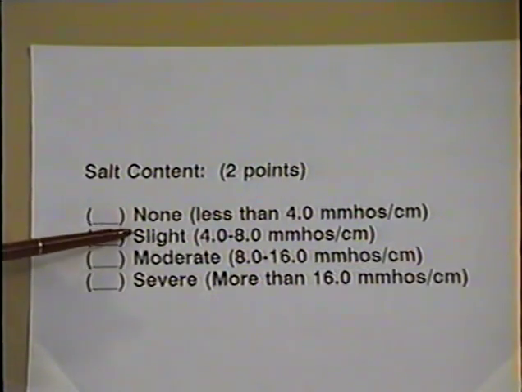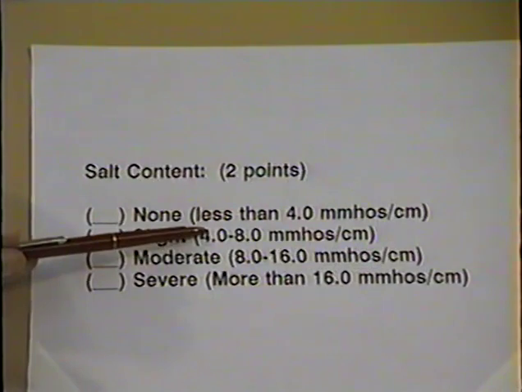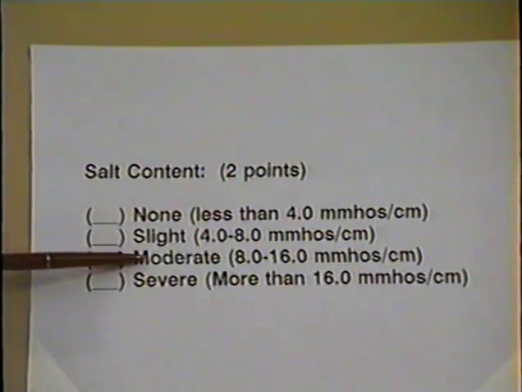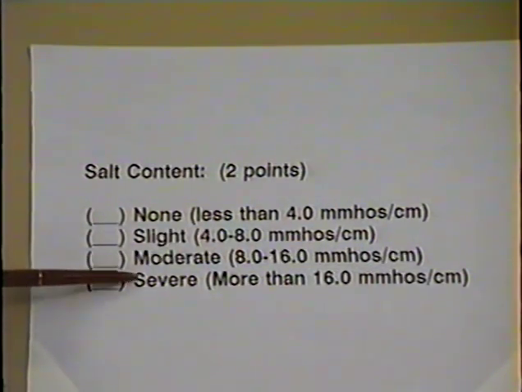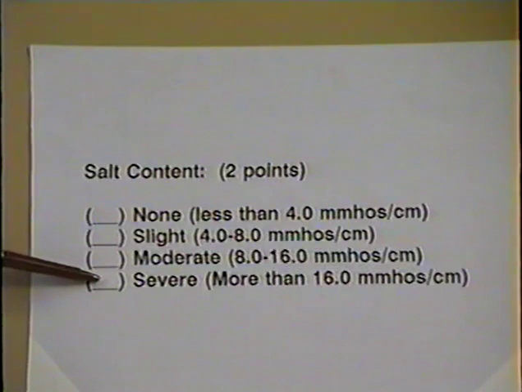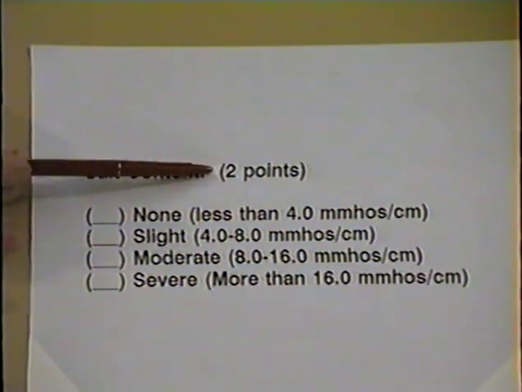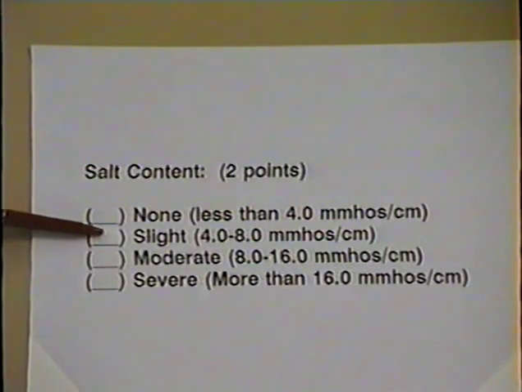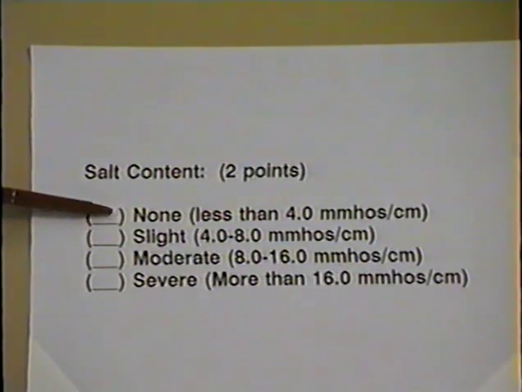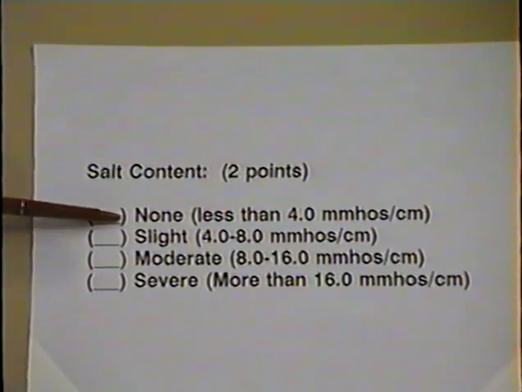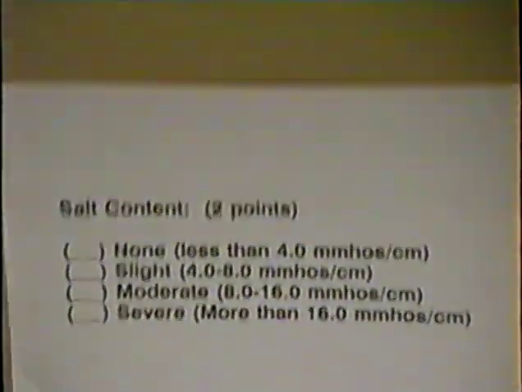A slight hazard problem would be a test of 4 to 8 millimhos, and then 8 to 16, or greater than 16. This would be provided to you at the site, and this is a gimme as far as points are concerned. You should never miss these 2 points, but if the soil does have a high salt content, you need to take that into account as far as its potential for crop production.